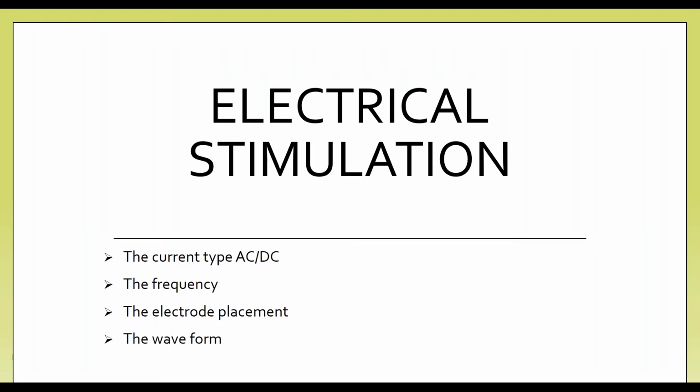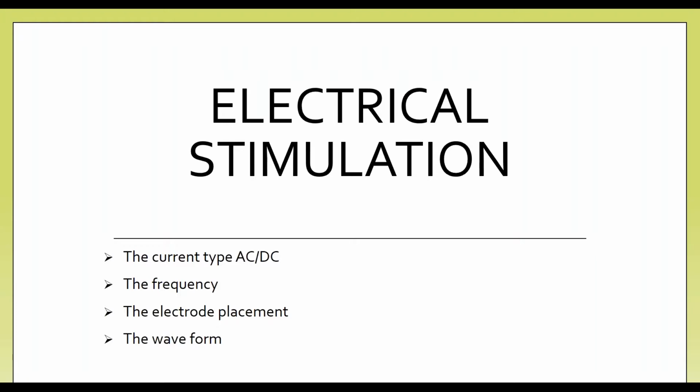And some things we can look at and set would be the current type. That often has to do with the stimulator itself. Some are alternating current, some are direct current. Alternating current can be called faradic, and direct current can be called galvanic as well. Those terms may show up on the exam, both in the PT and PTA questions.